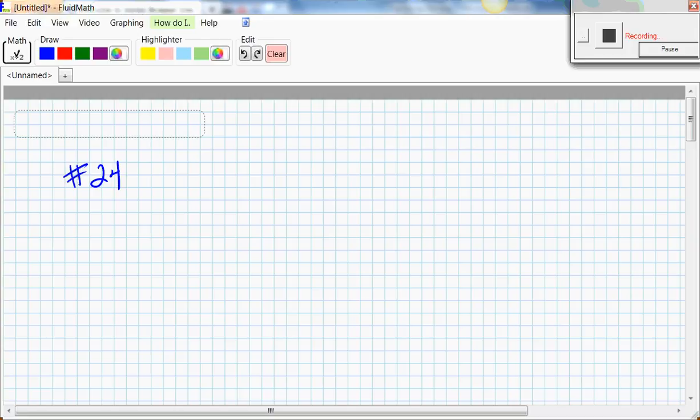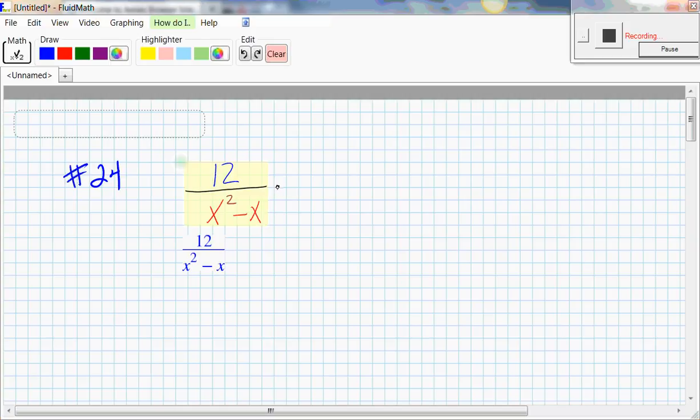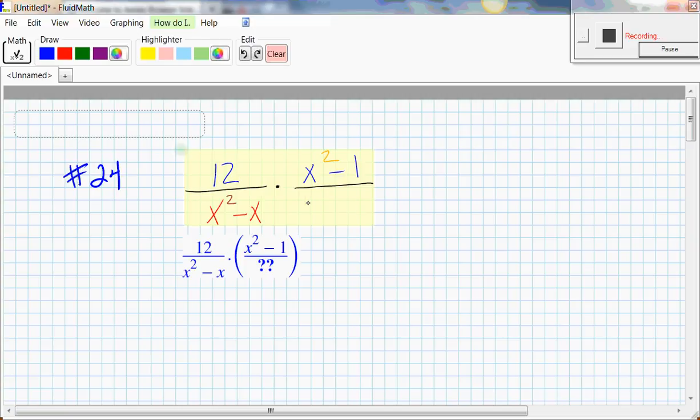Okay, 24. Paolo, can you read 24 to me, please? Go ahead. 12 divided by x squared minus x, times x squared minus 1, divided by 4x minus 2. That's it? Ooh. And it looks like it picked it up. Let's see if we can get an answer from this. The book says... calculator just says the exact same thing I wrote down. This thing is useless, man.